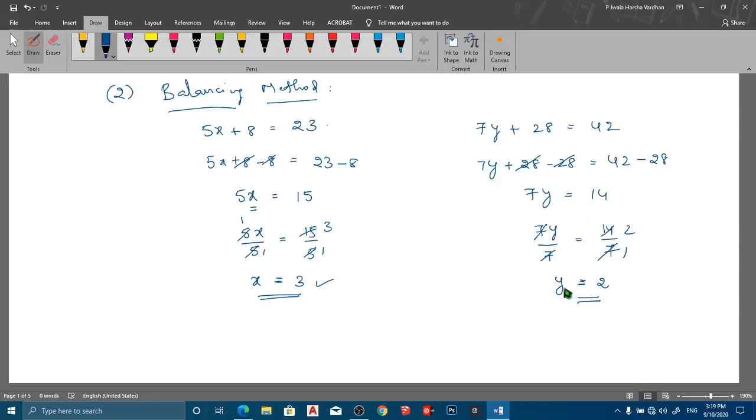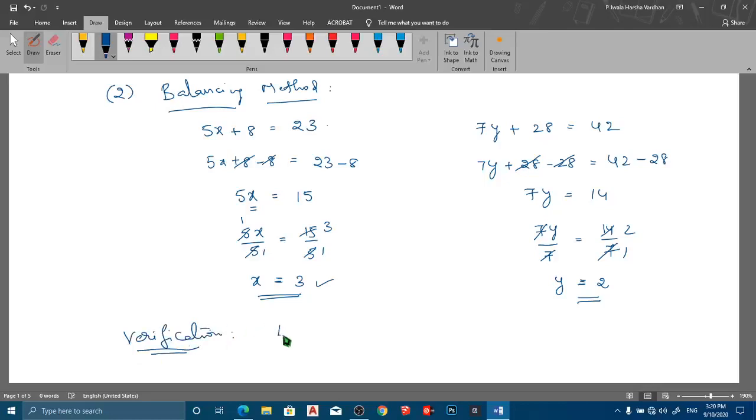So now after finding the solution of the equation, you can verify it also. You can verify the equation by substituting this value in the equation. We can check whether x is equal to 3 is the correct solution of the first given equation or not. That is called the verification of the equation.